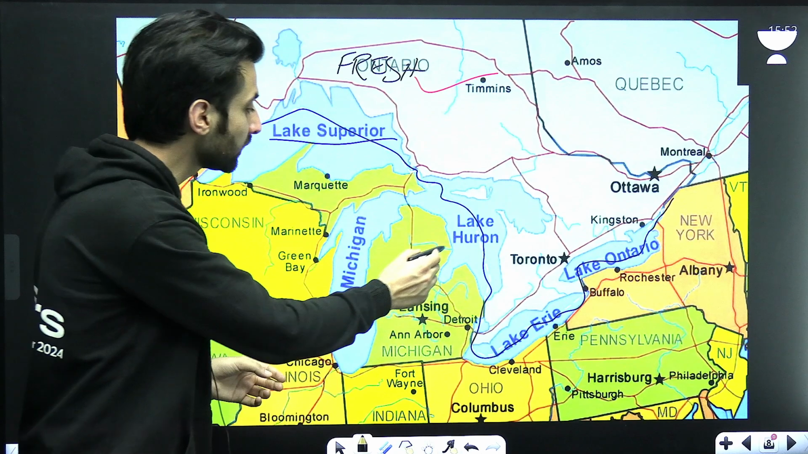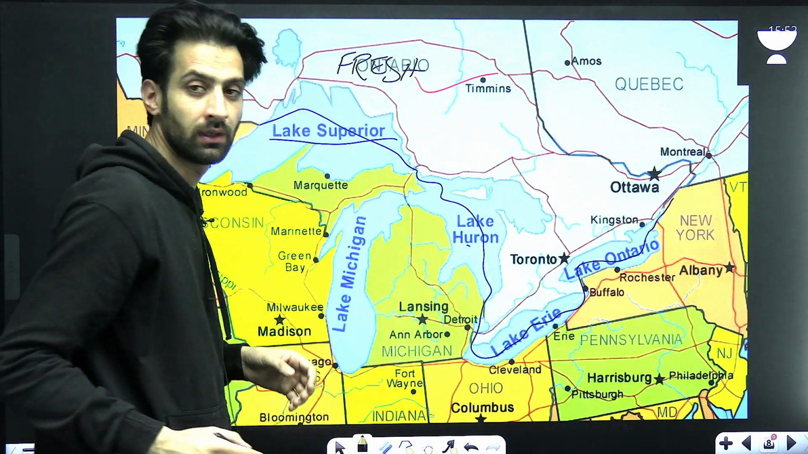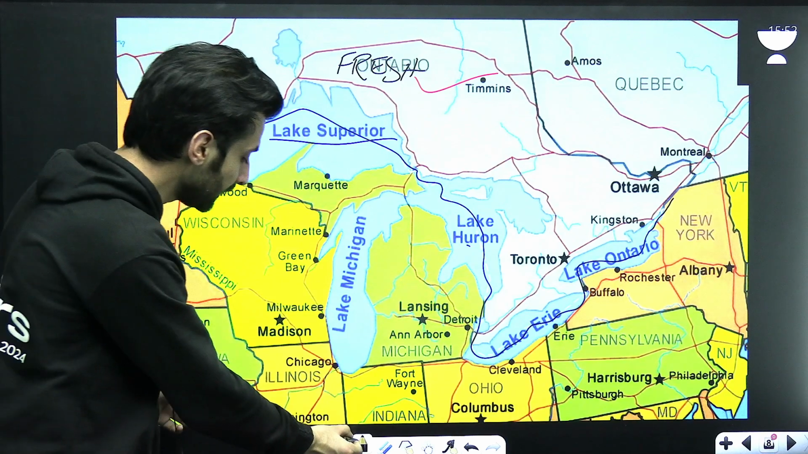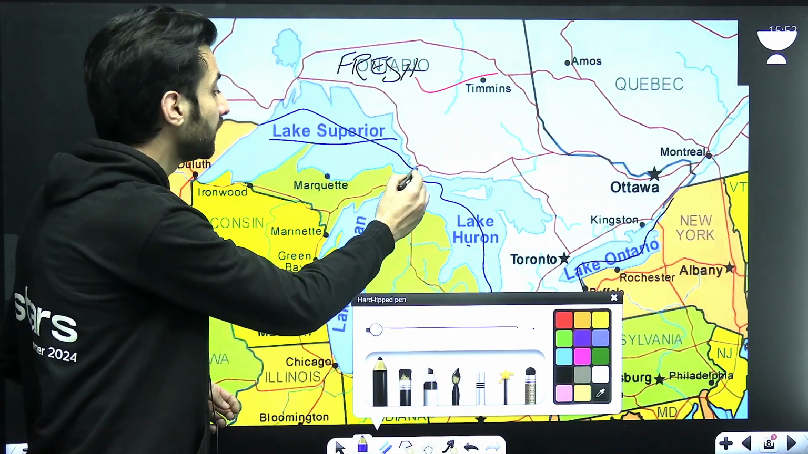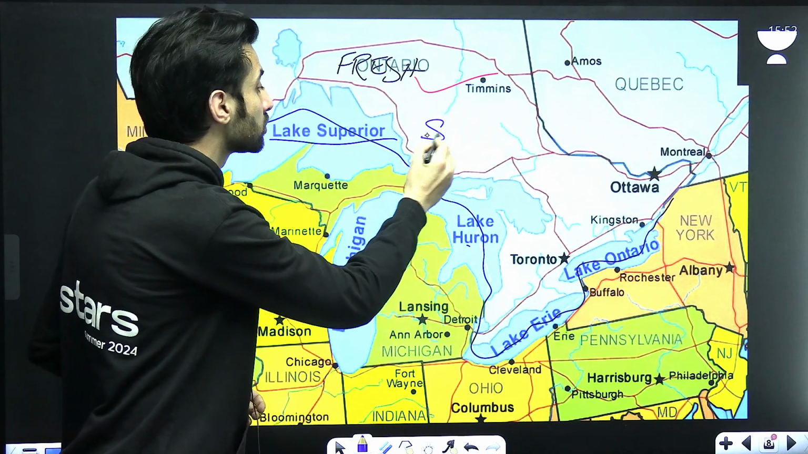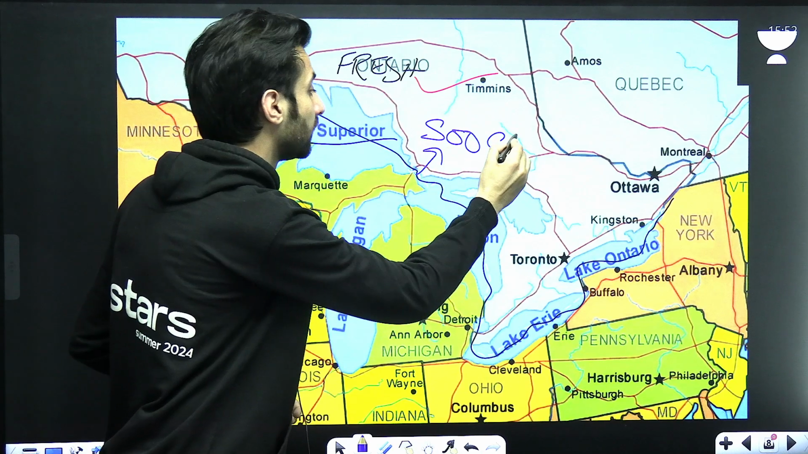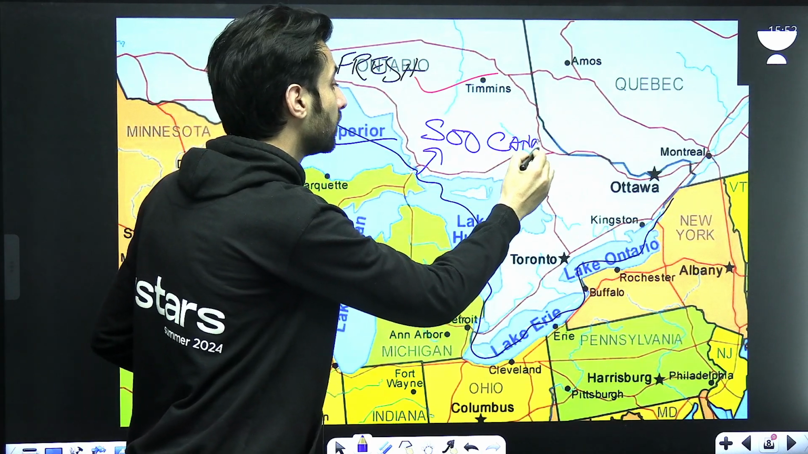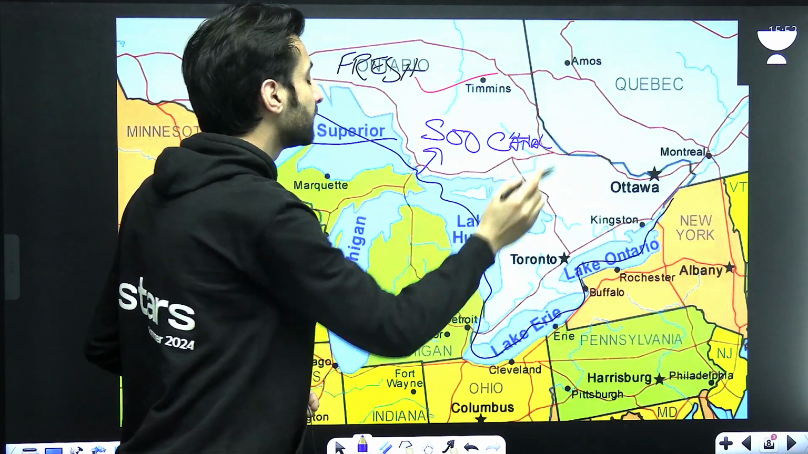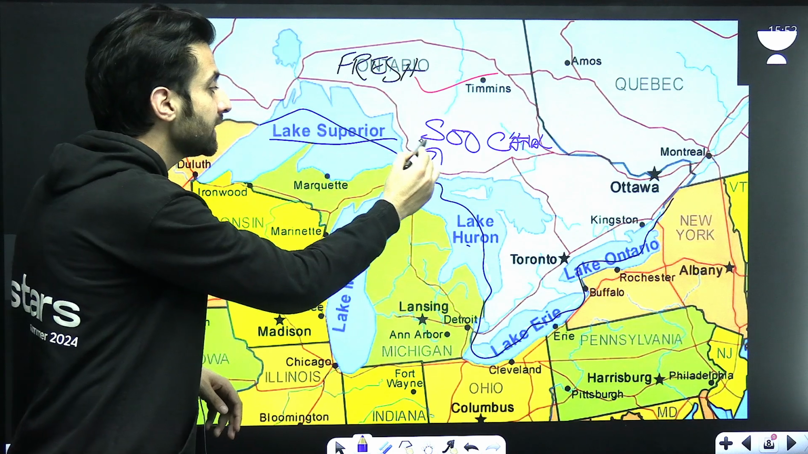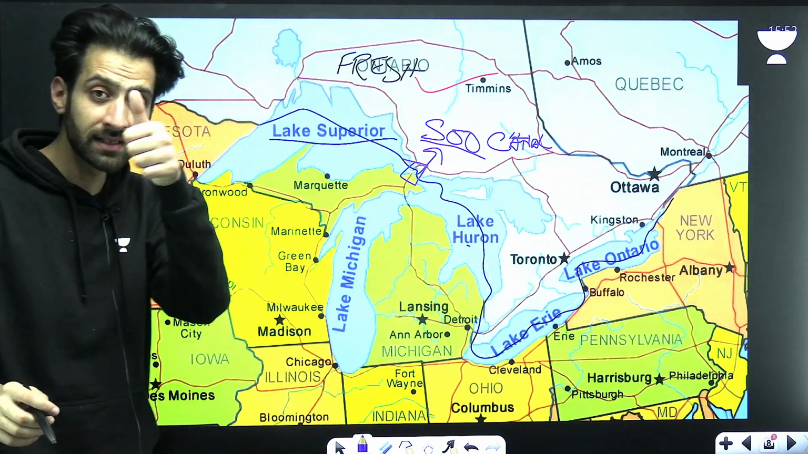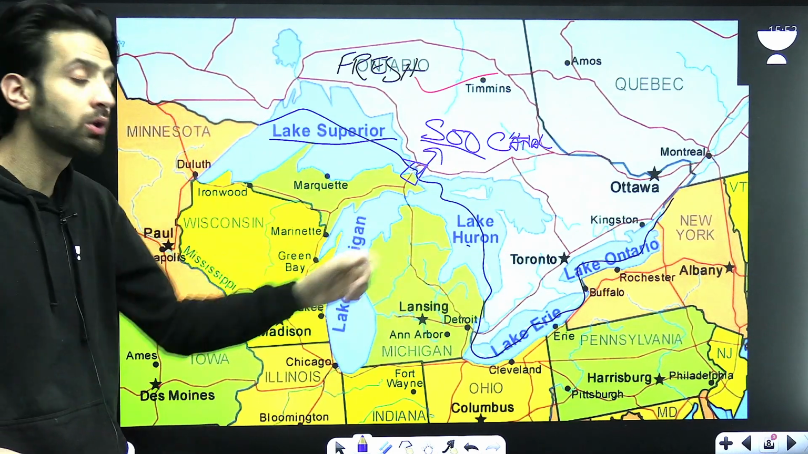Then you will find one more lake, that is Lake Huron. Lake Huron and Lake Superior are connected by a canal named as Sioux Canal. Okay, Sioux Channel. They're connected by a channel that is connecting these two, this region. It's named as Sioux, S-O-O. Okay, that's Lake Superior and Lake Huron.